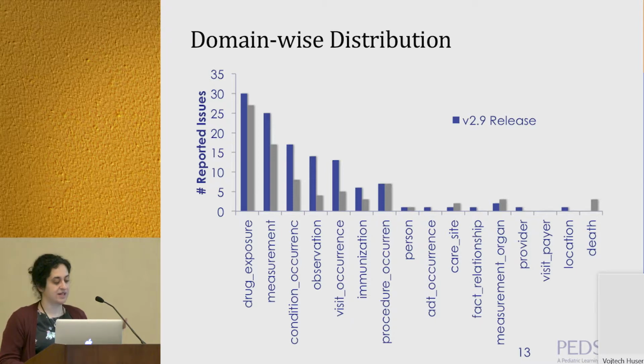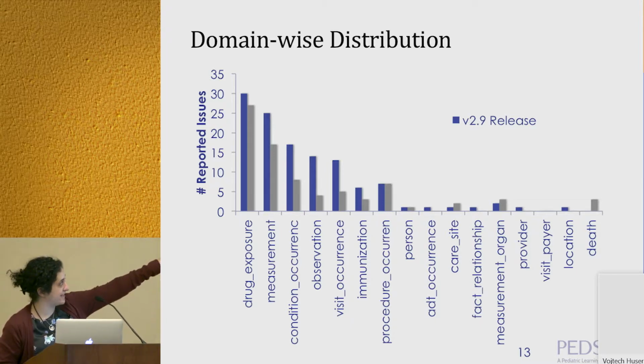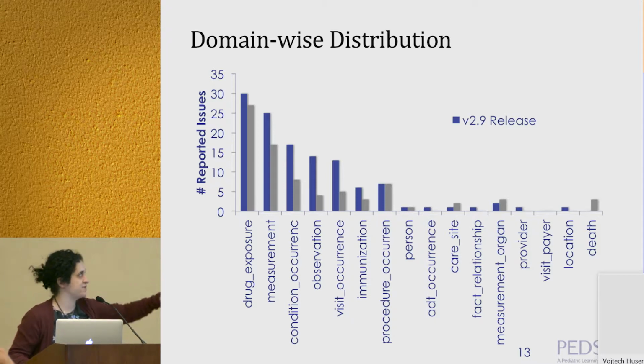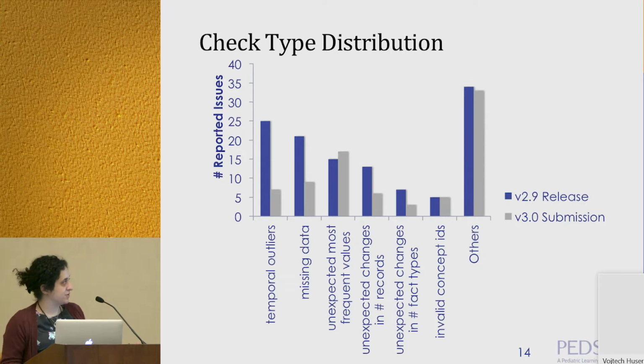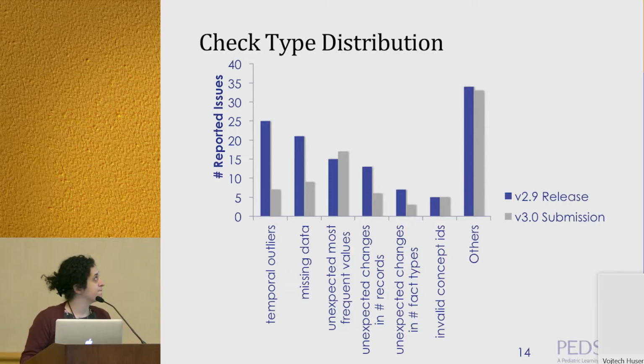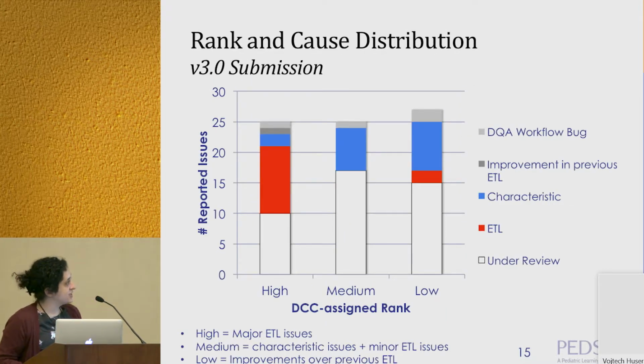And this is, in our latest release, a distribution of where data quality issues are being generated. So drug exposure, sorry, I forgot. The other bar that you're not seeing, the gray bar, is the v3.0 release. So this is in comparison to last time, where issues are and where they're being generated. And then the check type distribution: the invalid concept IDs and missing data still continue to be a big, big problem. And then the rank and cause distribution here.